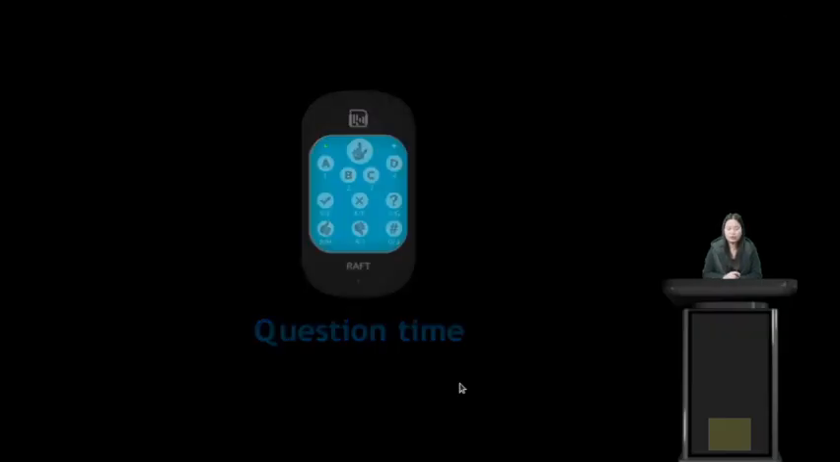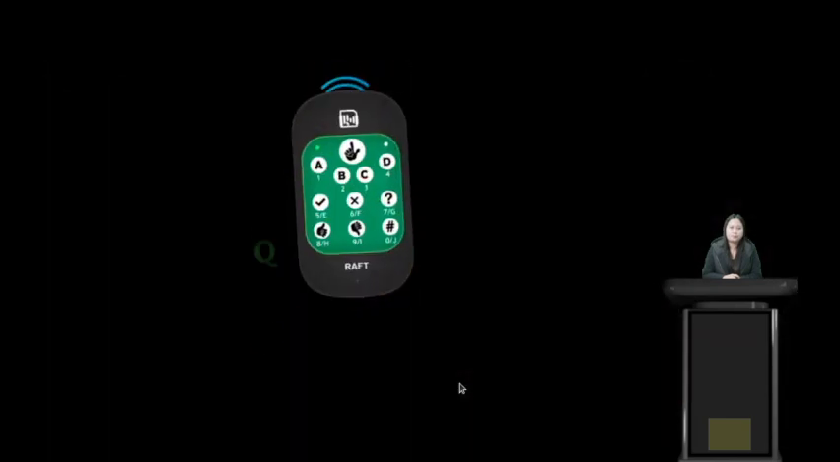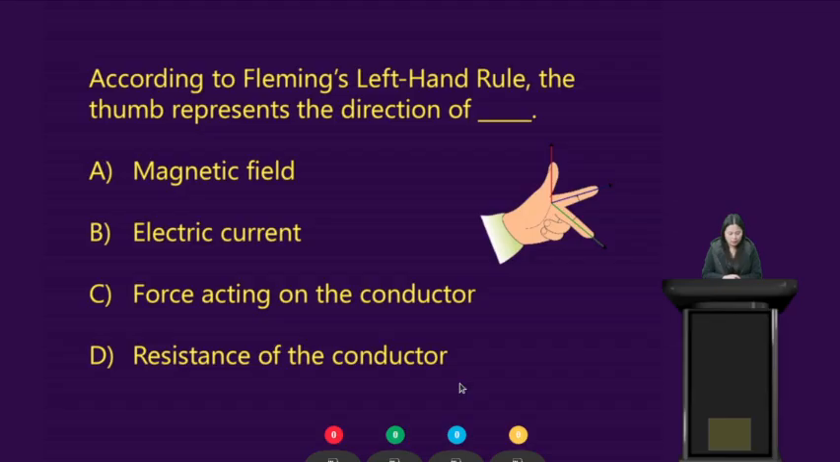Alright students, we have another question. Please get your rough devices ready. The question is, according to Fleming's left hand rule, the thumb represents the direction of which of the following? I'm giving you another 20 seconds for this question. Your time starts now. Option A is magnetic field, option B is electric current, option C is force acting on the conductor, and option D is resistance of the conductor. So which of the following is the correct answer?